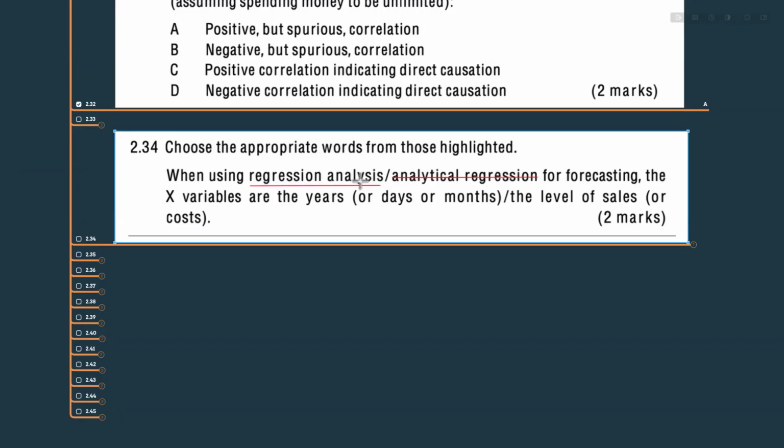So when using the regression analysis for forecasting, the X variables are the years or days or months or the level of sales or cost. Which one we have to choose? The years or days or months or the level of sales? As I told already, the X variables are independent variables and known variables. And the Y variables are estimations we are going to do. So according to that explanation, which one we have to choose here?